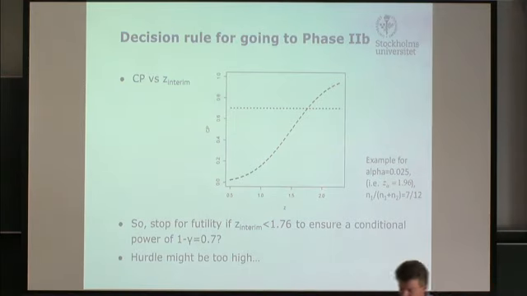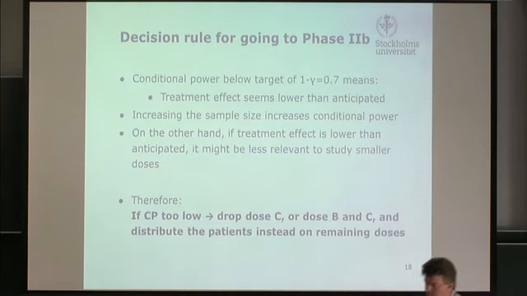So what can we do if we have in the interim a conditional power in this area where we are below 70%? And below 70% would mean that the treatment effect seems to be lower than anticipated. And so we would think about applying sample size recalculation to increase the conditional power.